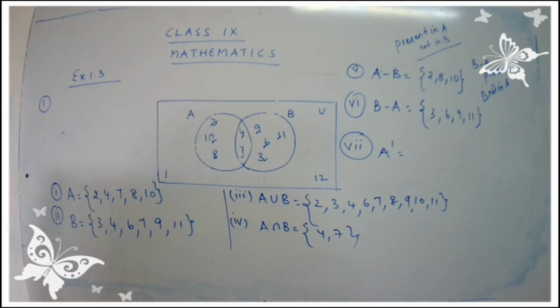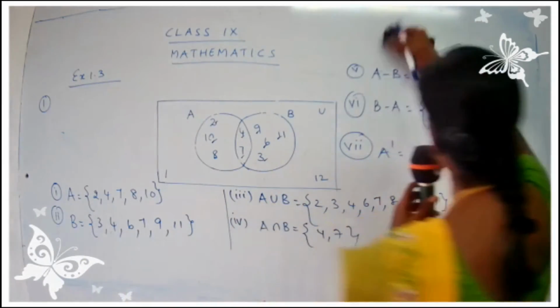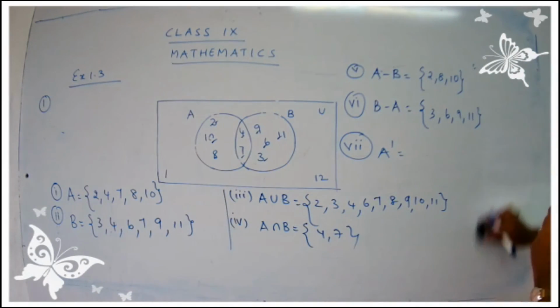Okay, shall we continue, children? I hope you're taking all the answers along with me and it's understood. It's clear. Is it clear, children? We are going very slow, so you just understand the concept. Okay, now A dash. What do you mean by A dash?